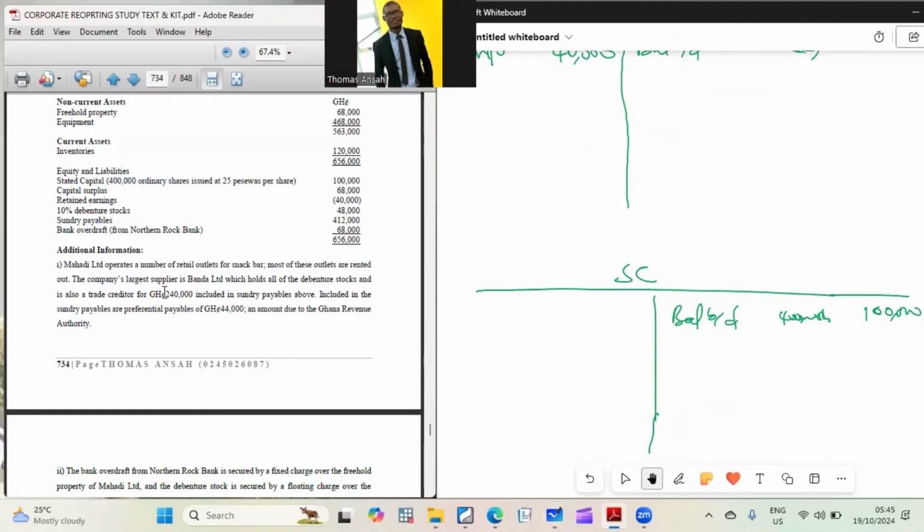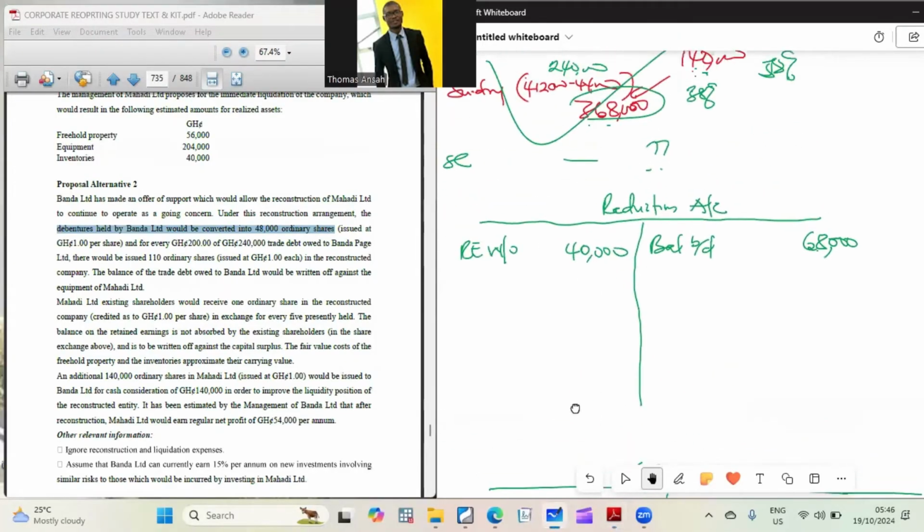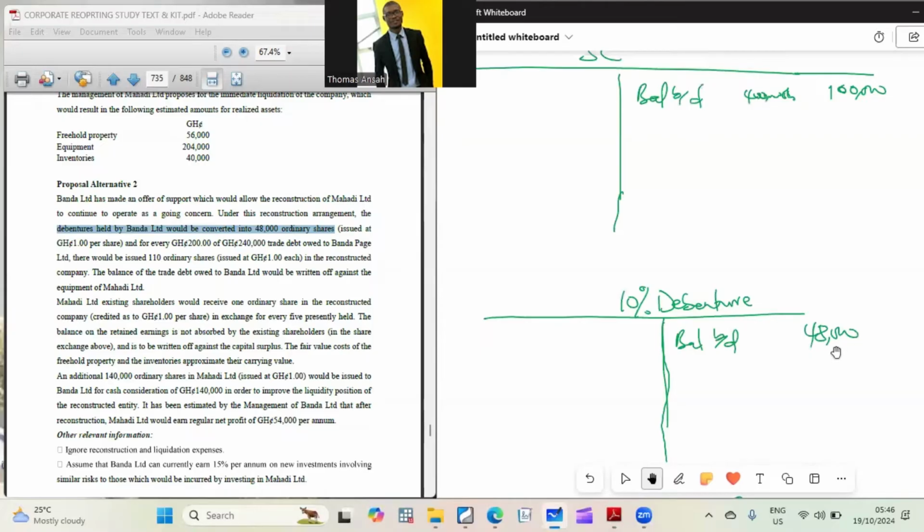Okay. So it says that if reconstruction proposal 2 is going to happen, this is what is going to happen. Banda has made an offer to support, which will allow the reconstruction of Mahadi to continue as a going concern. Under this reconstruction, the debenture held by Banda will be converted to ordinary shares, 48,000 ordinary shares, and the price is 1. So you are exchanging. So where is the debenture? This is where it starts. You see this debenture? They are saying that they are converting it. So it's going to go away, and it's now going to turn into what? Ordinary share. I hope you understand it.